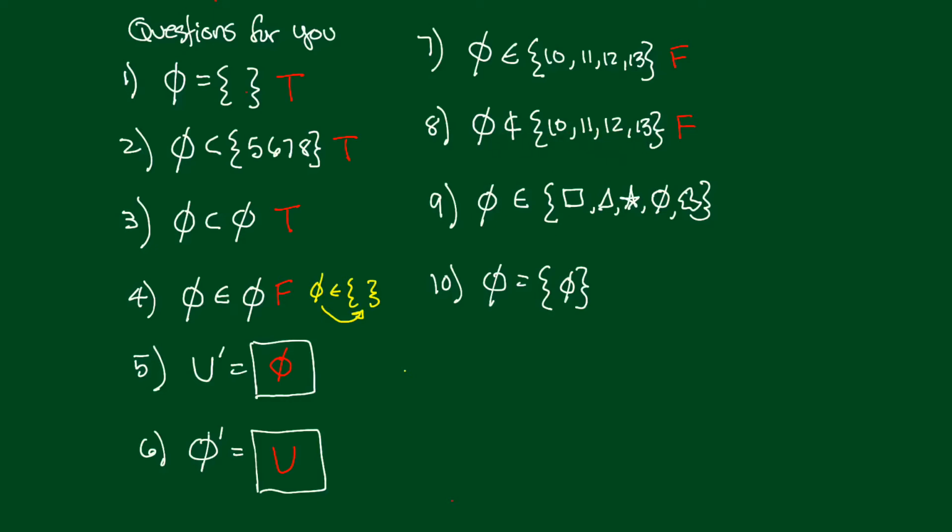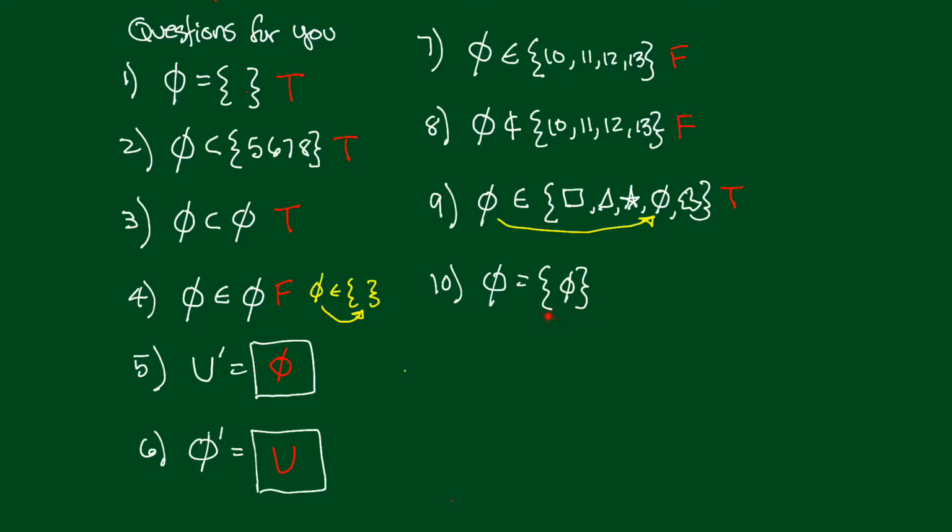And in number 9, this says the empty set is an element, a member of this set here. So when I look in this set, do I see this? Look over here. There it is right there. I can see it. I know it's in there. So the answer to this is true. And what do you think about this last one? The empty set is equal to this.